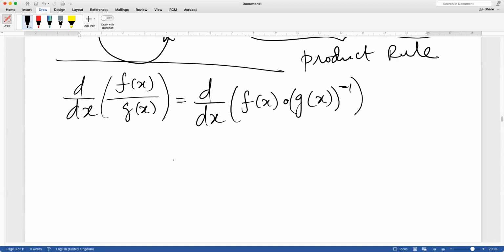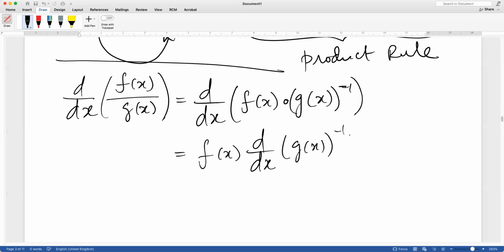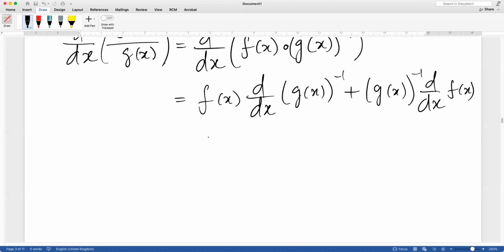Now we can use the same form. Keep the f of x aside and differentiate g of x whole power minus 1, plus keep the g of x whole power minus 1 aside and take d by dx of f of x. Now tell me how to differentiate this.